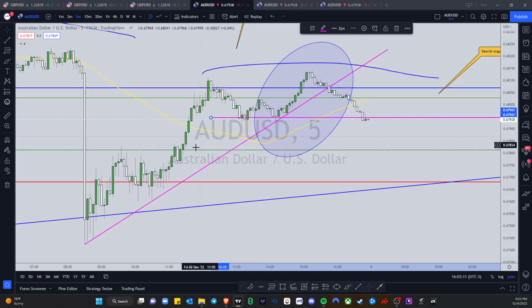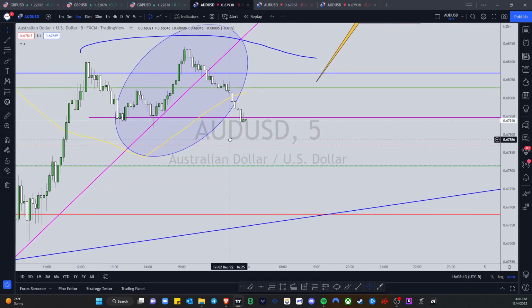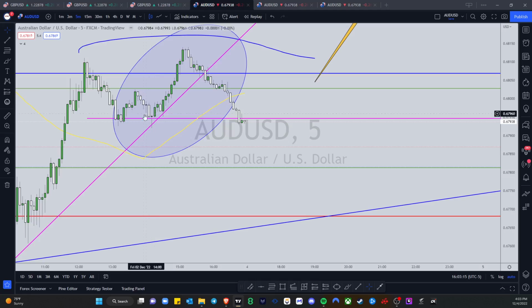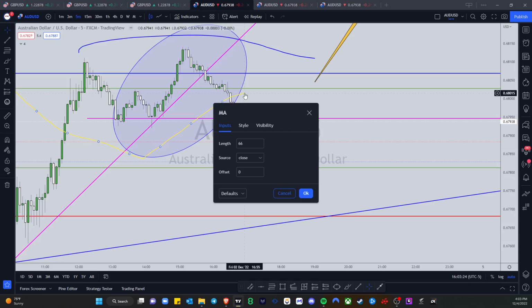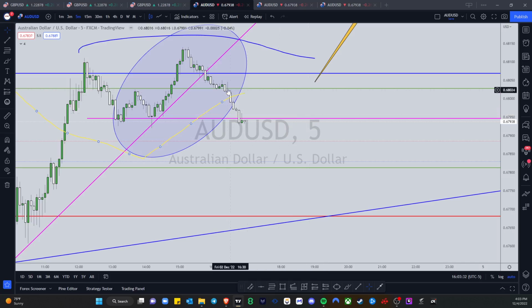Even on M5, price already broke below the MA line also, the 66. This line is the MA line, 66. That's the setting for it, if you guys were wondering what it was. So yeah, I'm looking for sells.